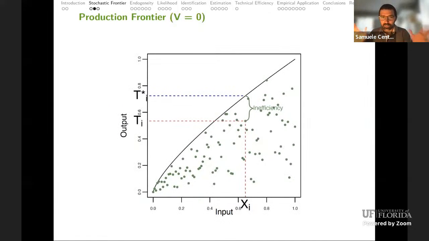Just to clarify the idea, this is a figure. Here I'm setting the measurement error to 0, so there is no stochastic component in the model, and you just see the production frontier. There are some farmers who produce exactly at the frontier, but most of the farmers produce below the frontier, and the distance between the actual level of production T and the optimal level of production T star is going to be measured by this inefficiency component.